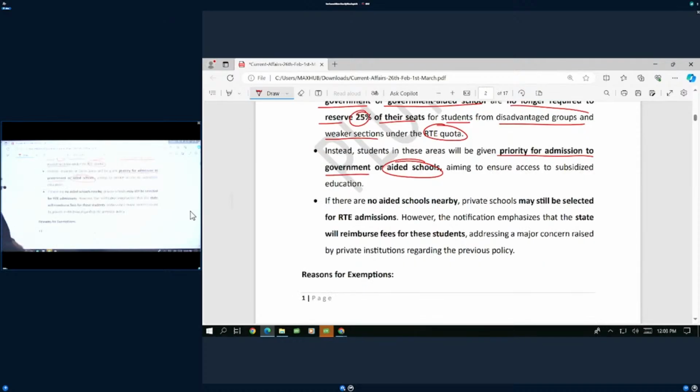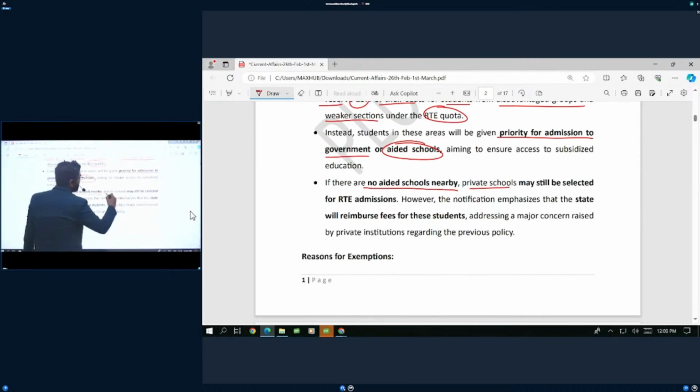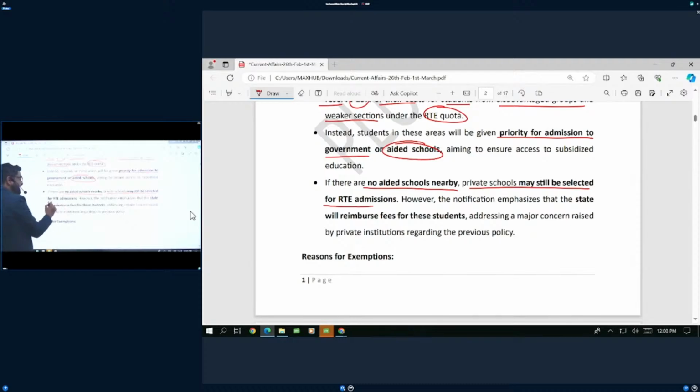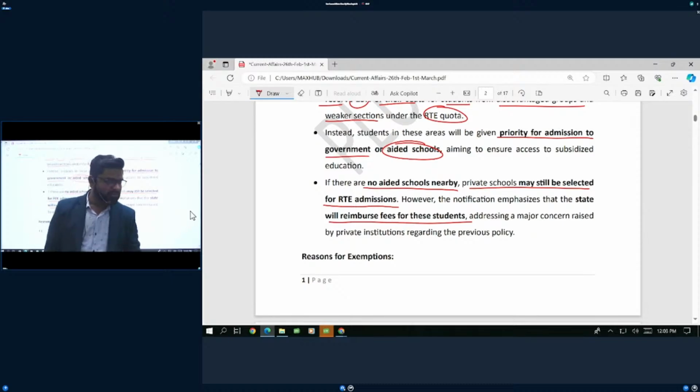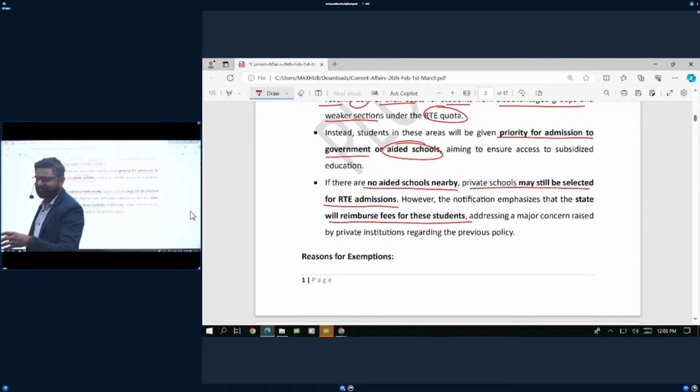Next, if there is no unaided school nearby, a private school may still be selected for RTE admission. For this, the state will reimburse the fee of these students. So policy अच्छी है. Maharashtra government, this policy is a good one. I think the BJP Shiv alliance is going on there. So they have brought a very good policy. It will put pressure on the government to improve government schools and also give freedom to the private schools to live their life that they want.